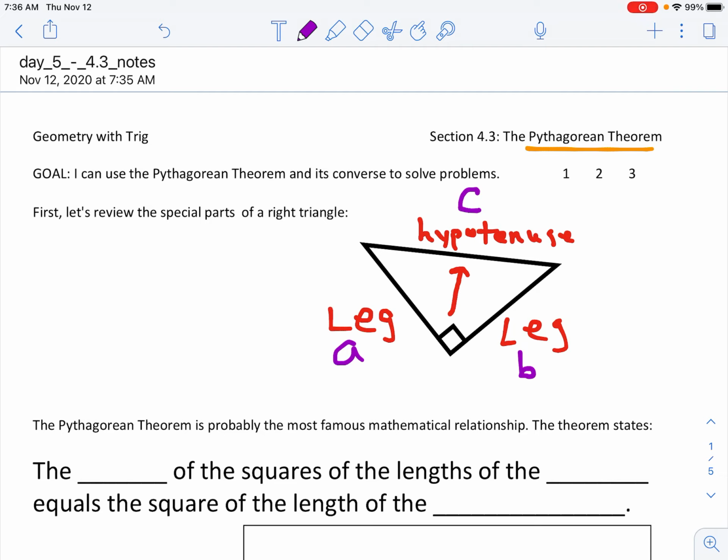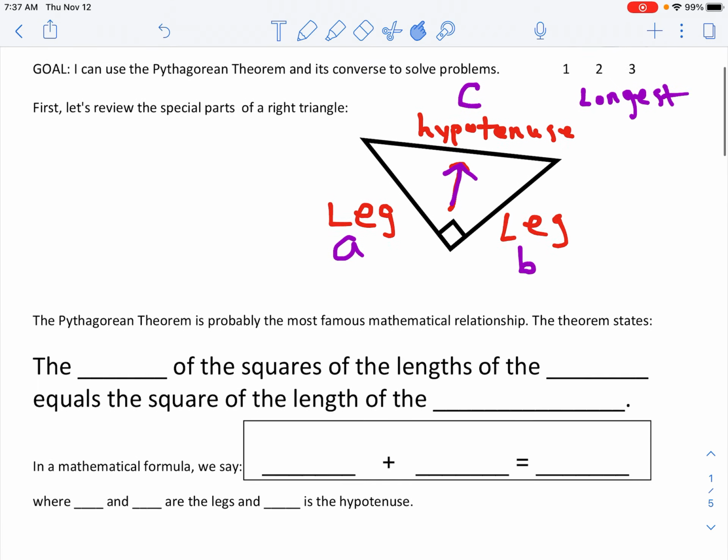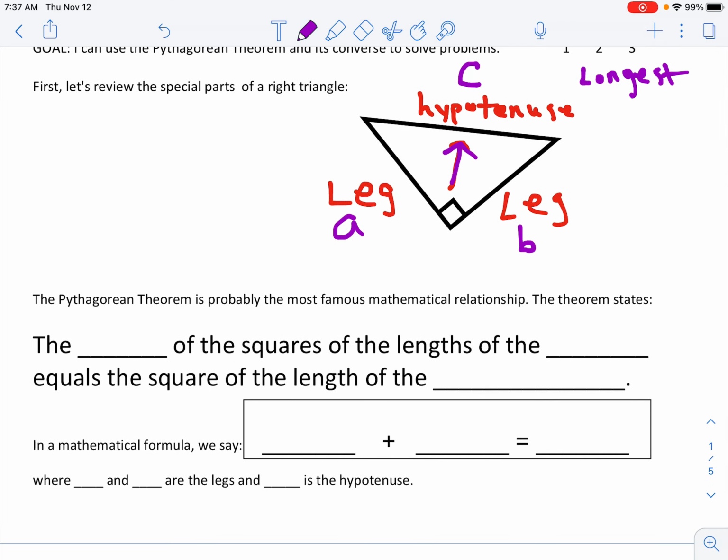Now notice the hypotenuse is also the longest side. The way we remember it is it's across from the 90 degrees. If you can label the C correctly, the rest is just plugging it into the formula and then solving it.